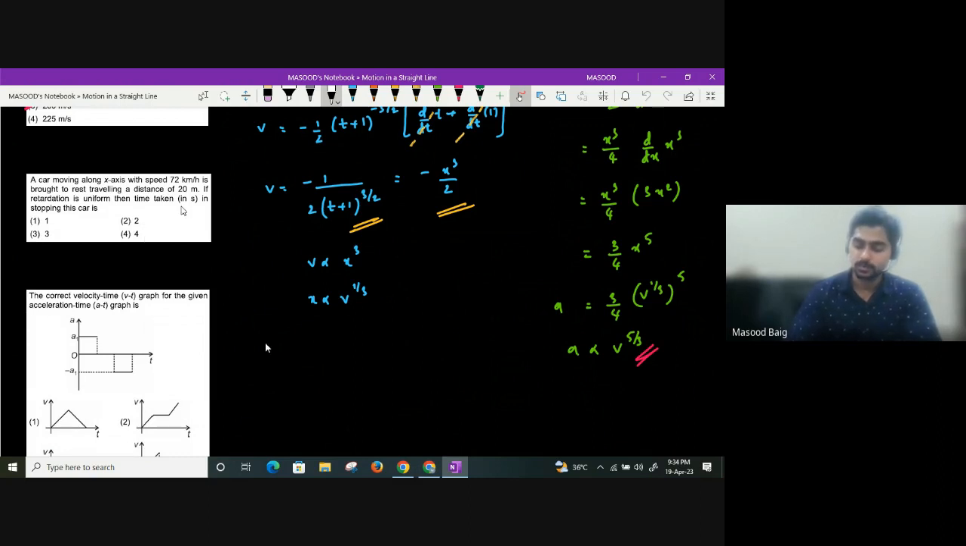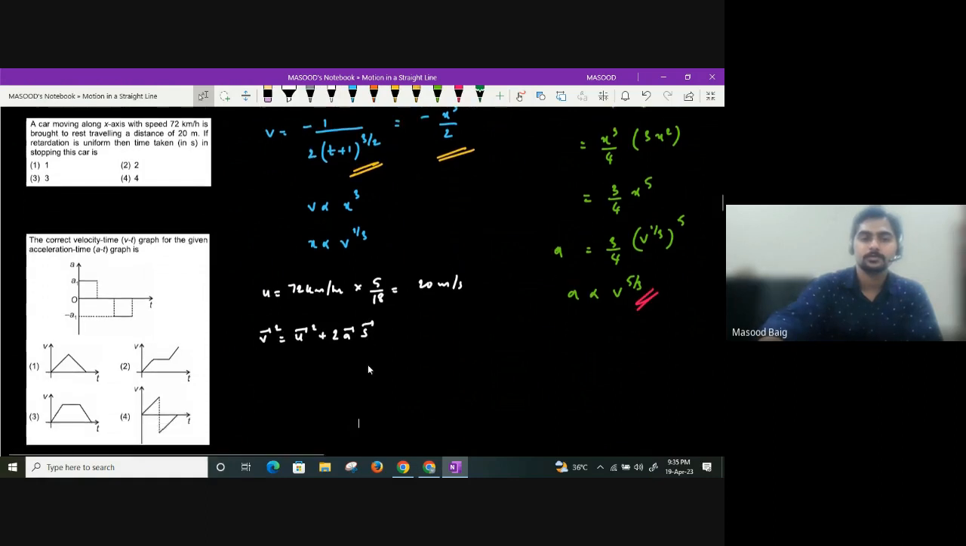So what is initial velocity, beta? U is given as 72 kilometer per hour into 5 by 18. Can I do that in order to convert into meter per second? Will this be 20 meter per second? Yes, right? So it has come to rest after 20 meters. So what can we apply? V bar square will be equal to U bar square plus 2 A bar S bar. So final velocity will become 0 or not? Final velocity will be 0 here.